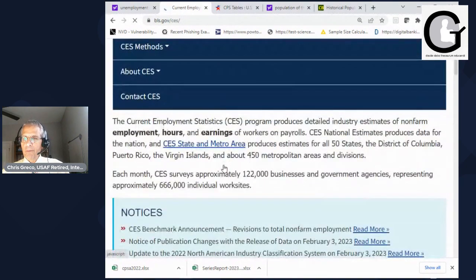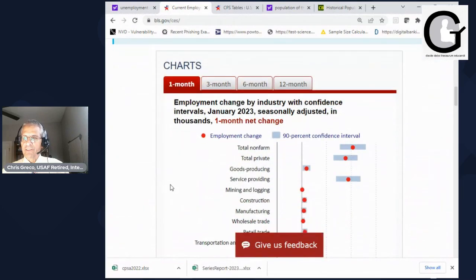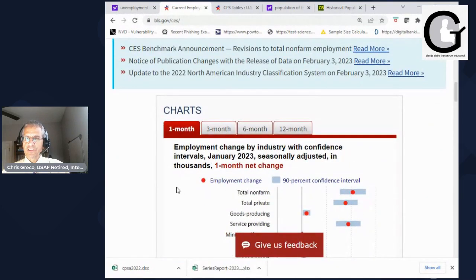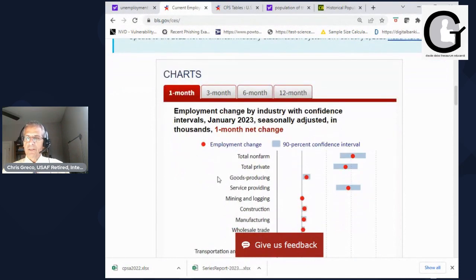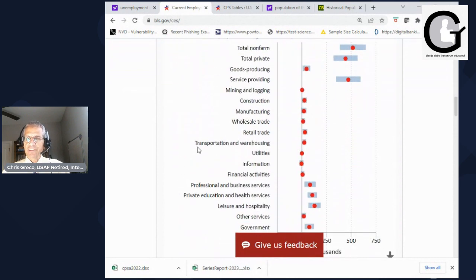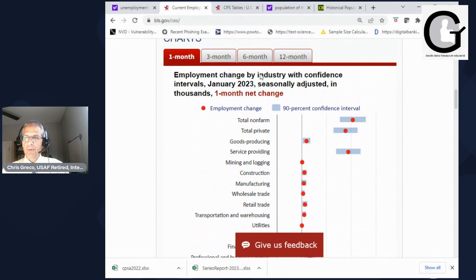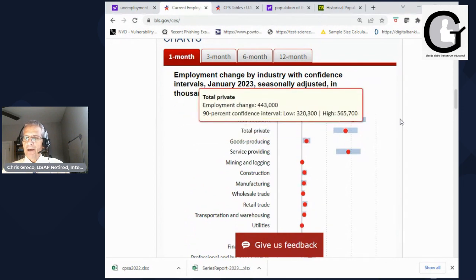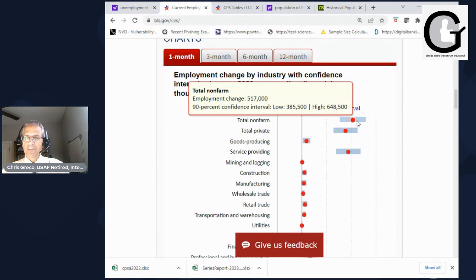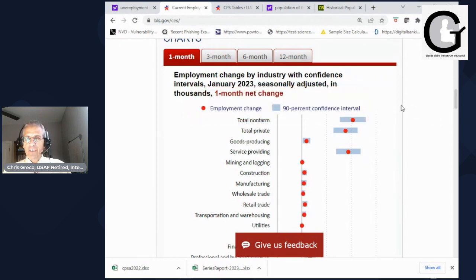So we're going to go to national employment here, and you can sit here and take a look at these different areas. Now this is a chart that shows 1 month, 3 months, 6 months, employment change by industry. I really like these. Look at this. It gives everything: construction, manufacturing, wholesale trade, retail trade, transportation and warehousing, utilities, all these different types of employment aspects. Total nonfarm employment change, and you can actually go here. So employment change is 517,000. Remember that the number of jobs here, employment change by industry, seasonally adjusted in thousands, 1 month net change.